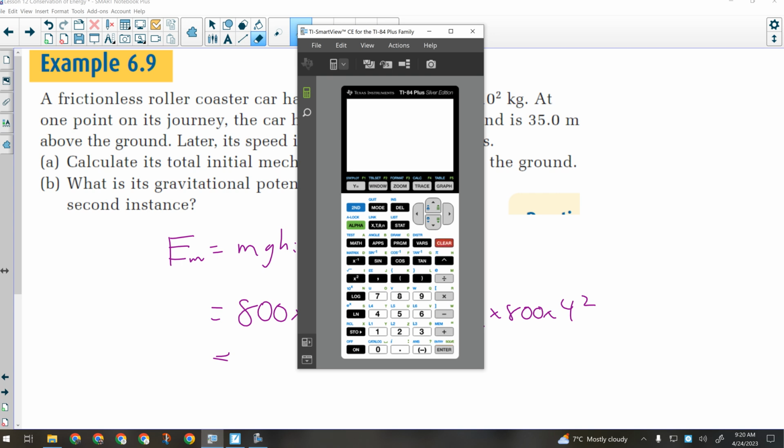All right, so we're gonna have 800 times 9.81 times 35 plus 0.5 times 800 times 16. Okay, so we got 281,080 joules.